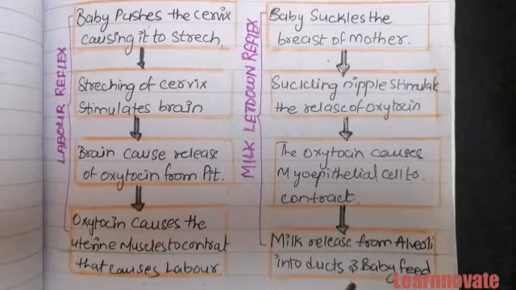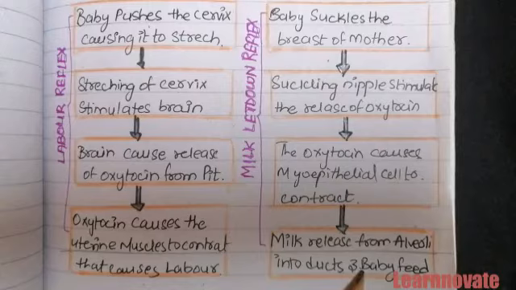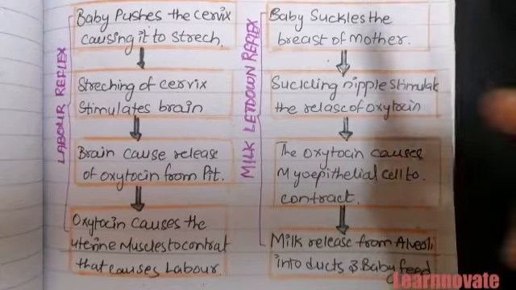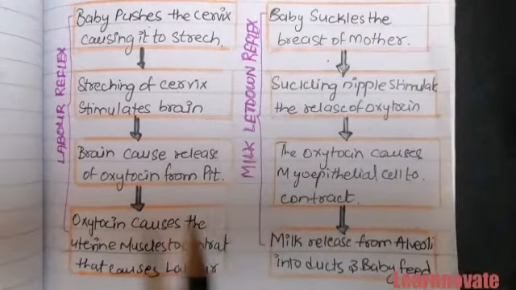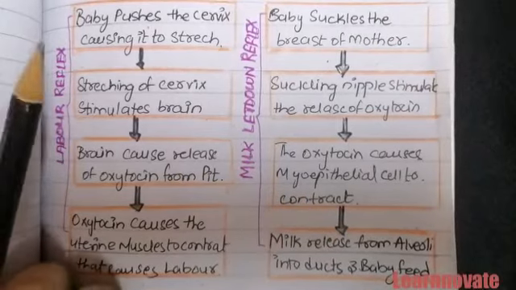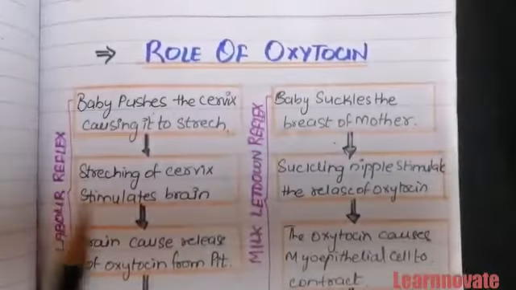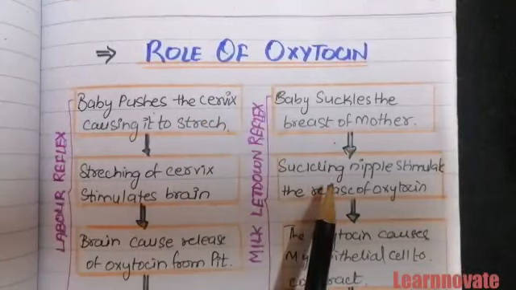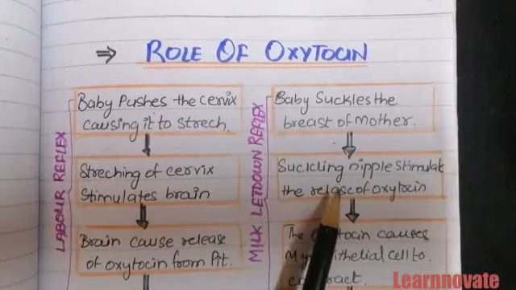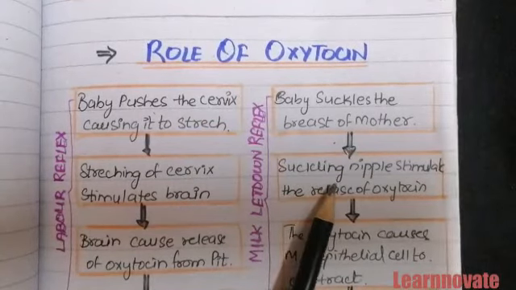From the myoepithelial contraction, the milk is ejected from the alveoli of the breast into the ductules, and at the end through the nipple. So in this way, when the baby suckles the breast, there is a release of milk, and this is called the milk letdown reflex. This is the second important reflex produced by the role of oxytocin. These are the two important functions produced by oxytocin in our body, mostly important for pregnant women.